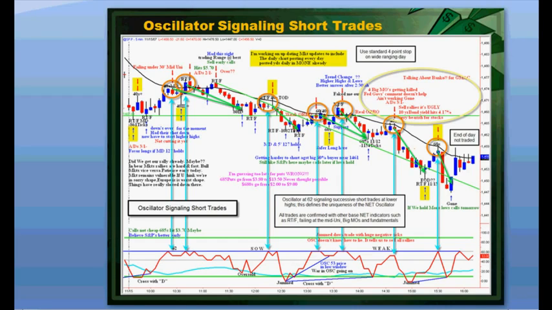This is a 5-minute chart. So you're talking about an enormous amount of time. This works incredibly well. And I'll give you a little background before I jump off this.